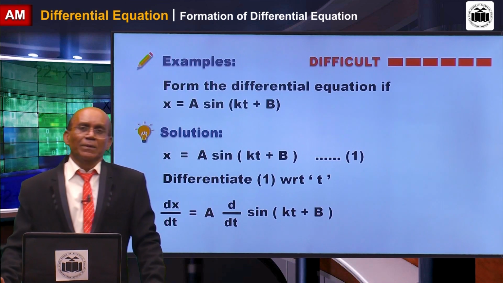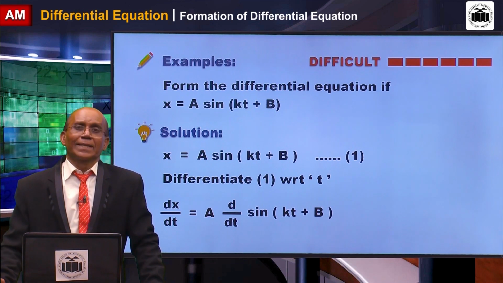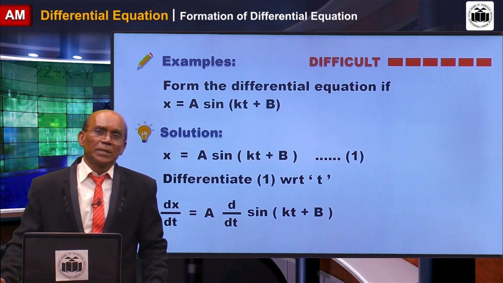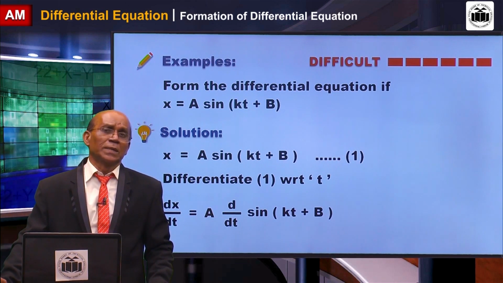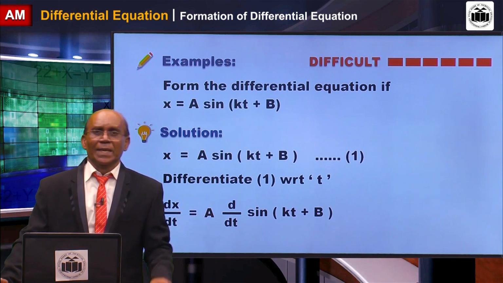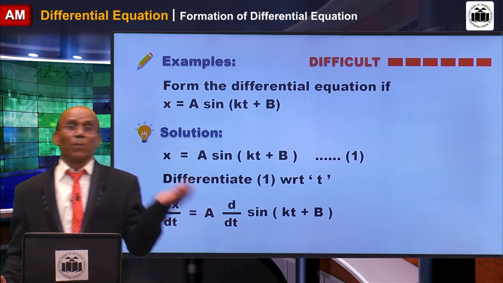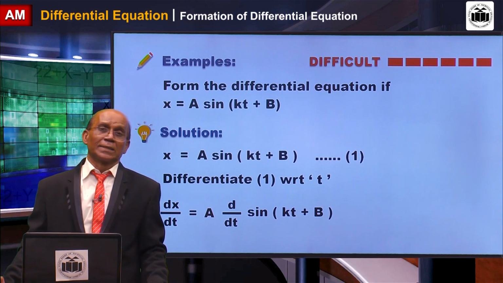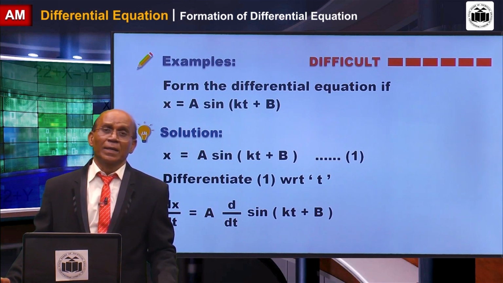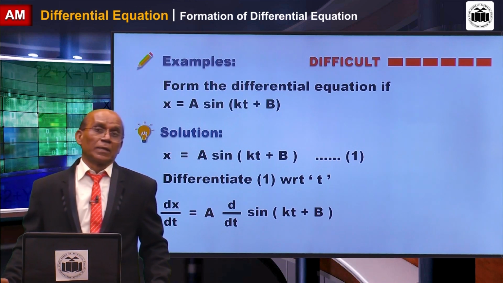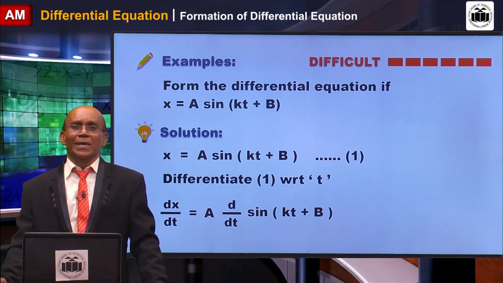Next difficult example. Form the differential equation if x equals a sin of kt plus b. So this is again one of a different type of example. Keep in mind that here the variables we can change, that is, in place of x we take y on the left hand side, and in place of x we take t on the right hand side. And here keep in mind that A and B are always constants, and k is an arbitrary constant here. So we can say x equals a sin of kt plus b.